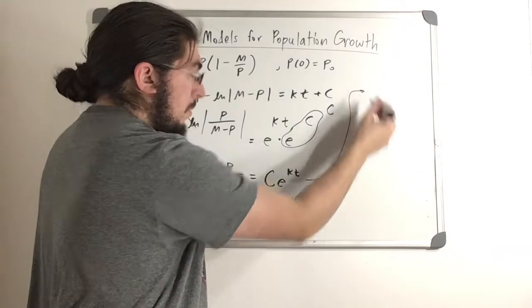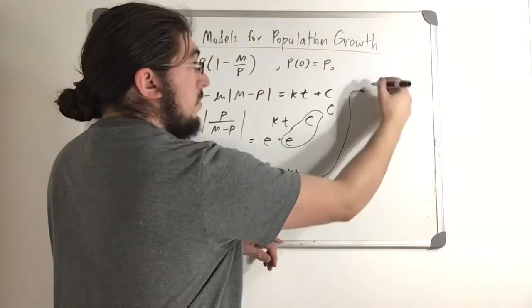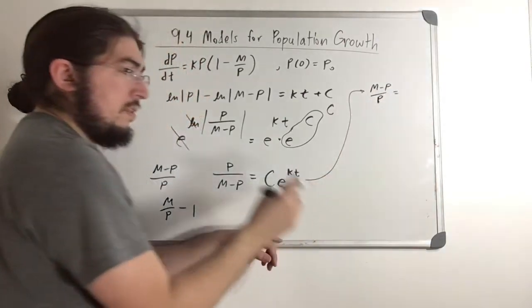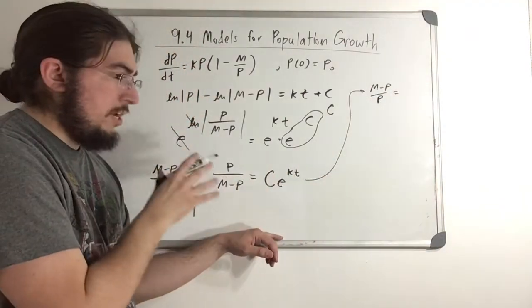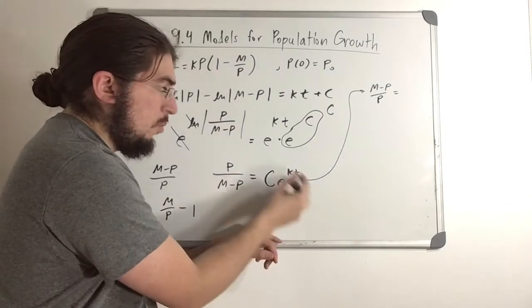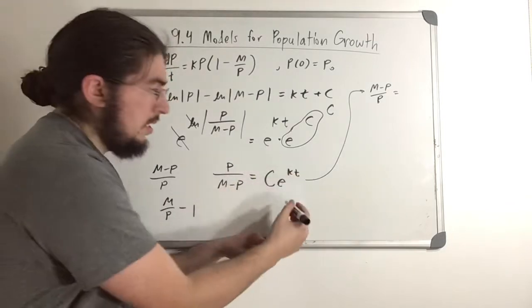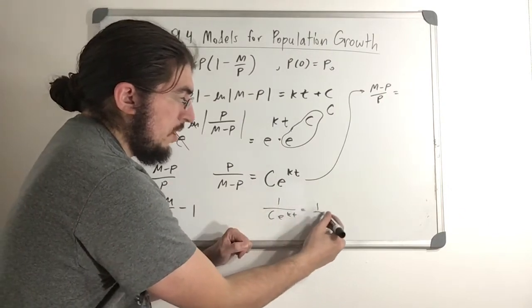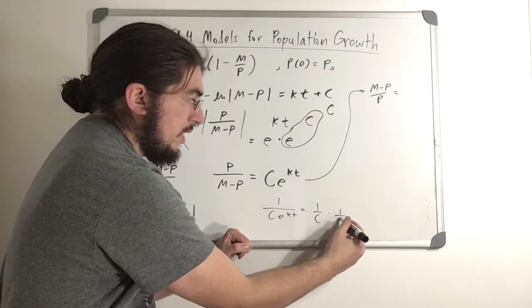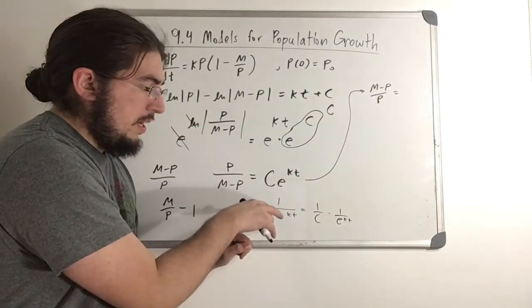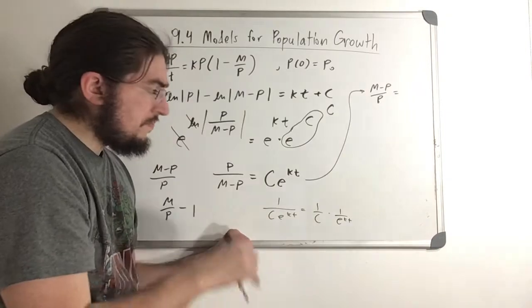If we reciprocate both sides of this equation, on the left we get m minus p over p. On the right, it looks a little funny, but here's what you're going to get. We're going to reciprocate this whole thing. So when you reciprocate this, you get 1 over c times 1 over this. So think of it like this. 1 over c e to the kt is the same as 1 over c times 1 over e to the kt. Right? Reciprocal of product is the product of reciprocals.